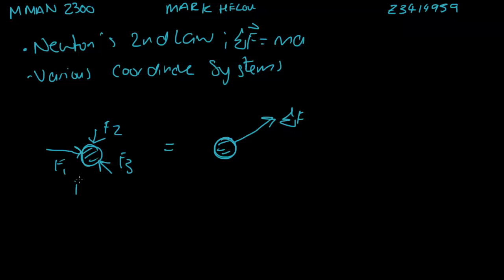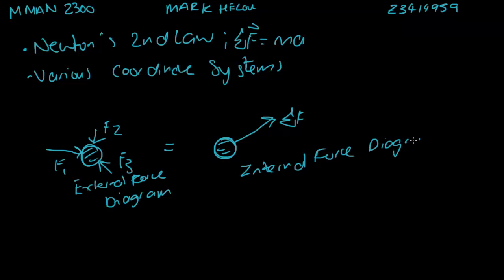Now this is what we call here an external force diagram. And this over here is an internal force diagram. Now, according to Newton's second law, this is exactly the same thing as the sum of mass times acceleration in that same direction. And that's it. That's all Newton's law is talking about.